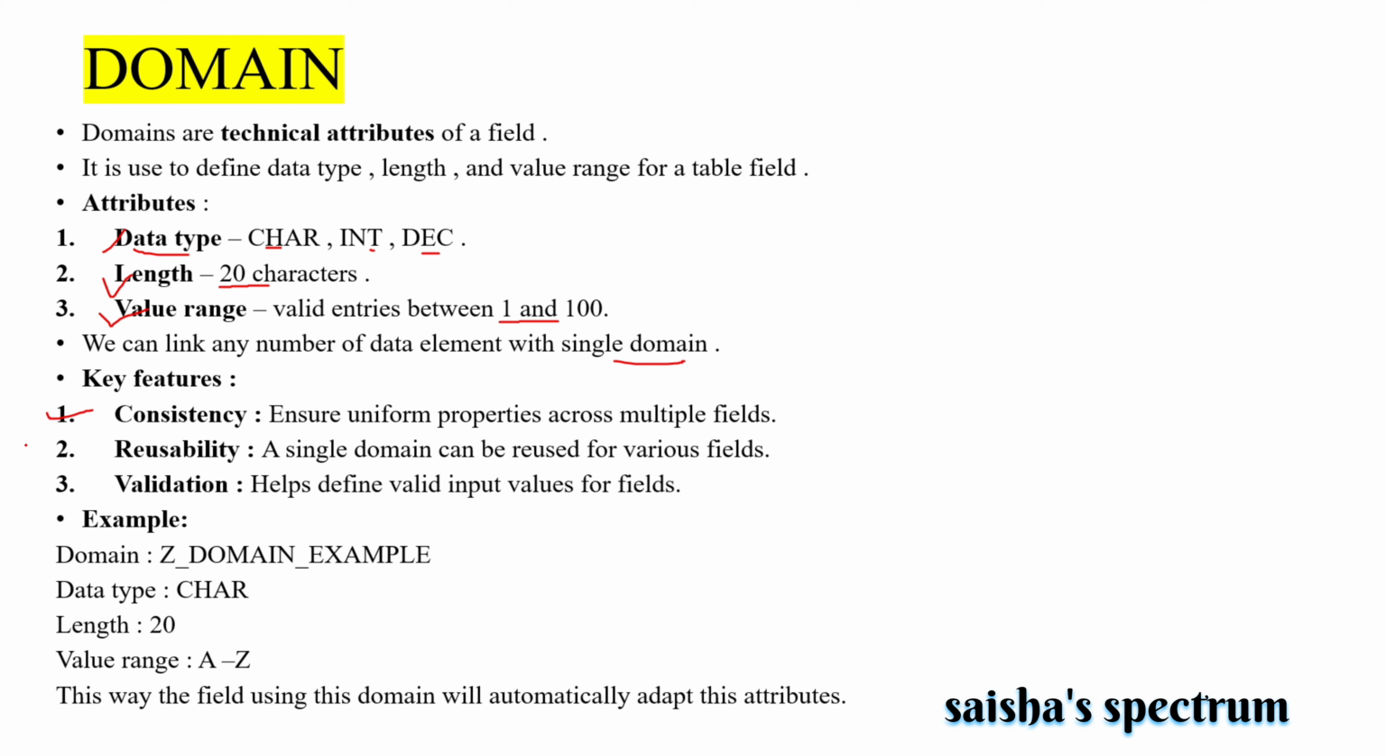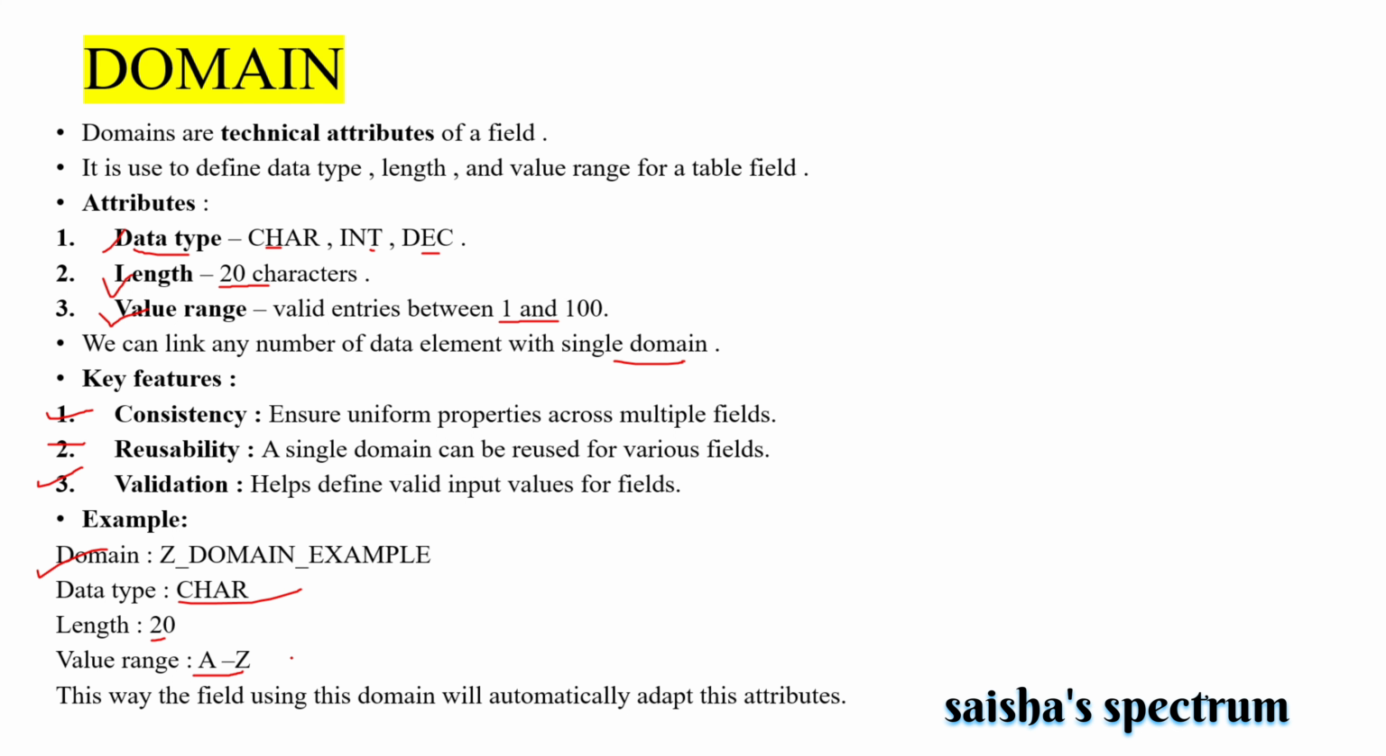It is consistency, reusability, and validation. So domain ensures uniform properties across multiple fields, and a single domain can be reused for various fields, and also it helps to define valid input values for fields. For example, here we have provided a domain with the name Z domain example, with the data type as character and the length provided within 20, with value range A to Z. This way the fields using this domain will automatically update their attributes.